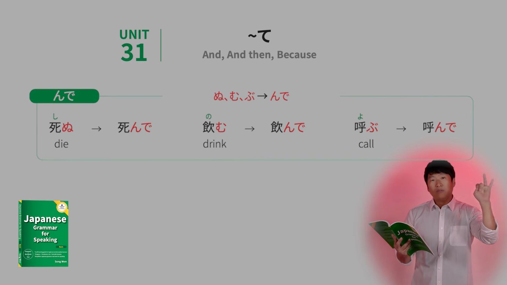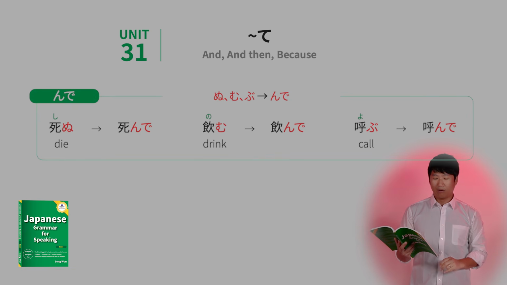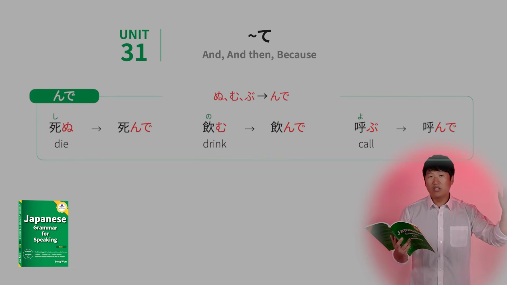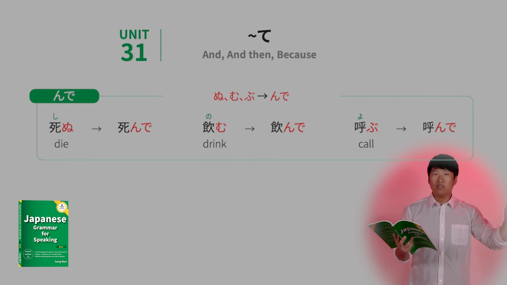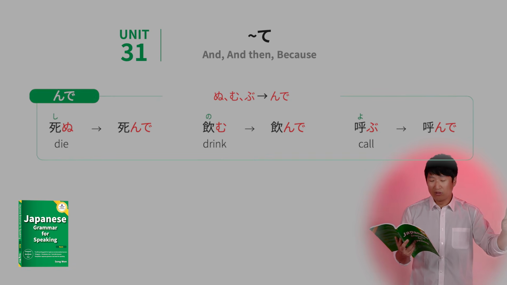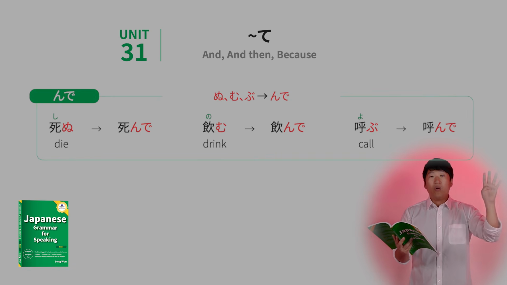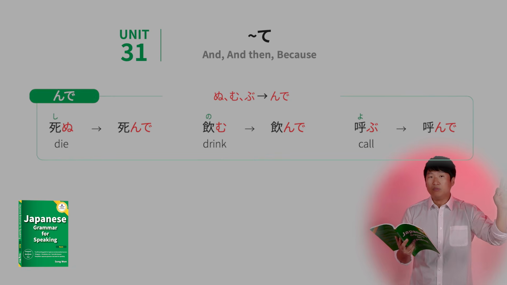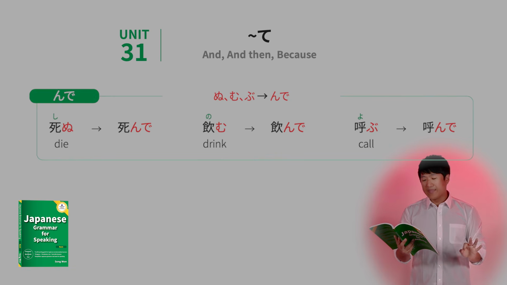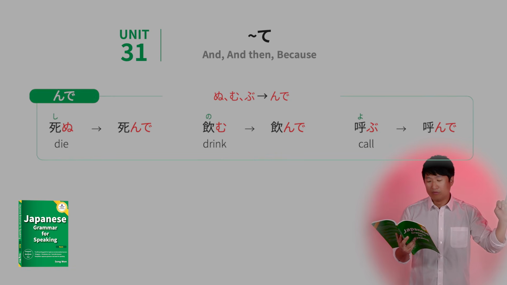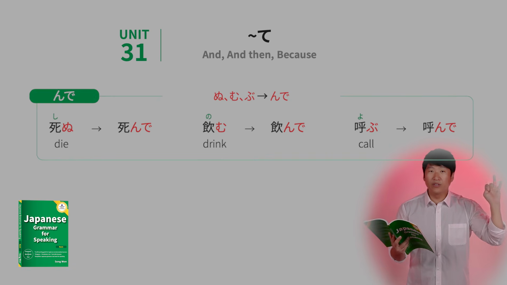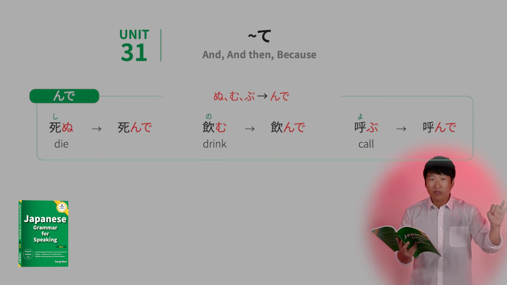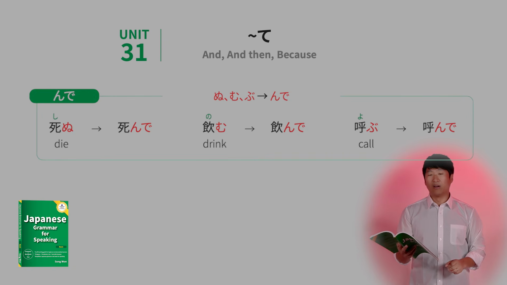Nu, mu, bu words become unde. All right. What are nu, mu, bu words? Shinu, die. Shinde, right? Shinu, because it finished with nu. Shinde. And next one, nomu, nonde, right? So mu becomes unde as well. So nonde. The next one, bu. Remember that? Nu, mu, bu becomes unde, okay? Nu, mu, bu becomes unde. Yobu, yonde. All right, next one.